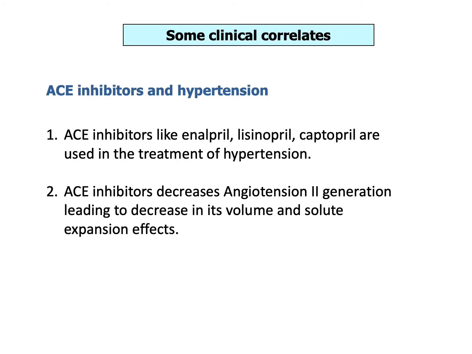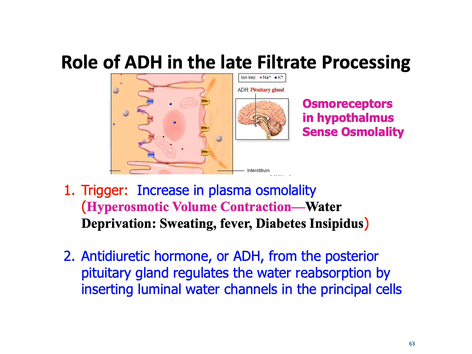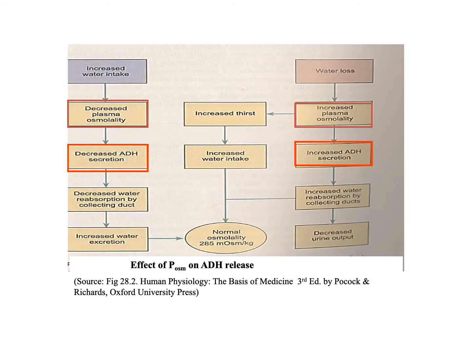It is time to look at some of the clinical correlates. ACE inhibitors like enalapril, lisinopril, captopril are used in the treatment of hypertension. ACE inhibitors decrease angiotensin 2 generation, leading to decrease in its volume and solute expansion effects. Now this slide reviews the action of aldosterone, and this slide reviews the action of ADH. And this slide will review the mechanism of ADH actions.